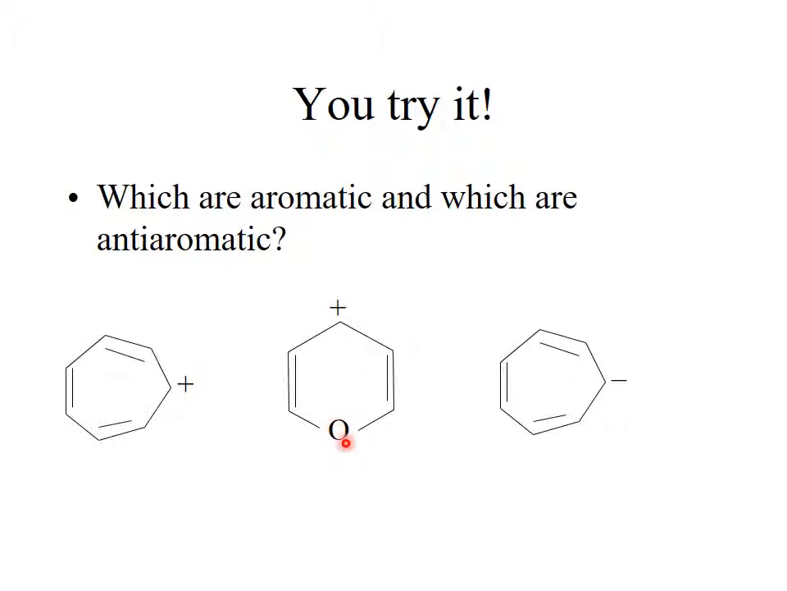Well, you might have thought to yourself, this is not conjugated, so it's not aromatic or anti-aromatic. But it is because there's a non-bonding pair on the oxygen that can participate. So no electrons here. 1, 2, 3, 4, 5, 6. That's aromatic. Let's look at this one now.